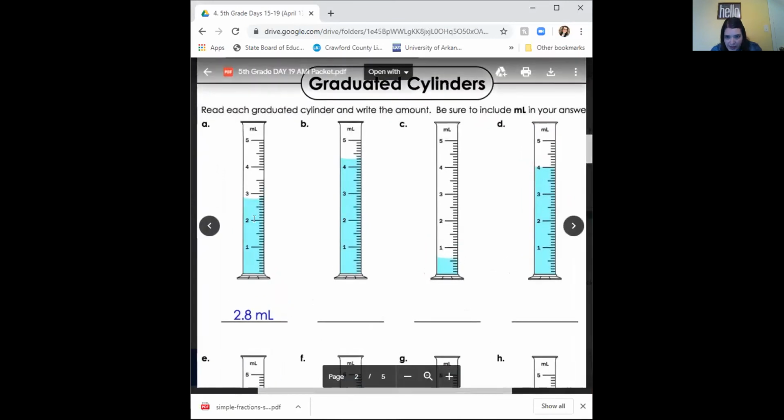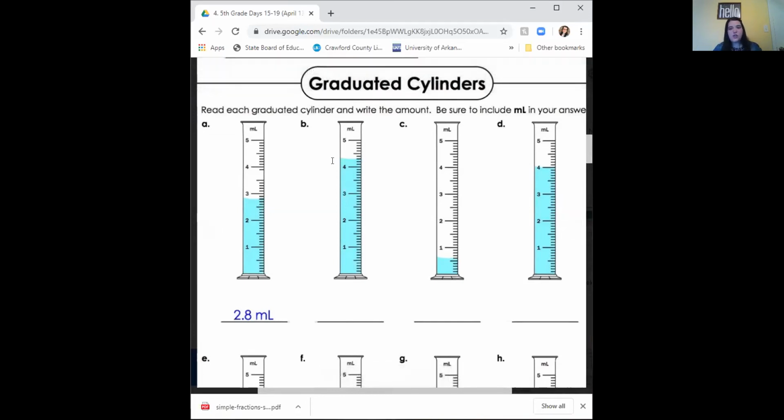So on this first one, it is 2.8 milliliters. You look here, the big number that it goes over is 2, and then you just count these little ones in between. 1, 2, 3, 4, 5, 6, 7, 8. It went up to the 8th little dash. So it's 2.8 milliliters. Reading a graduated cylinder is a lot like reading a ruler. So if you know how to read a ruler, it's just the same thing. It's kind of like a ruler on the side of a container. So you just read that.